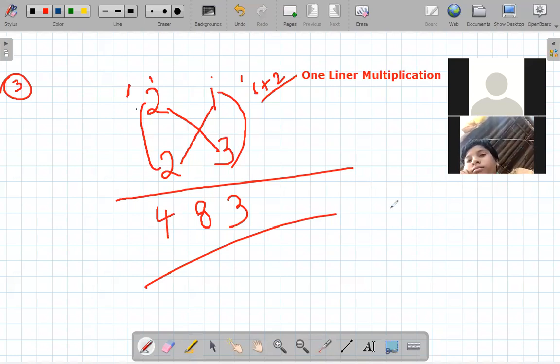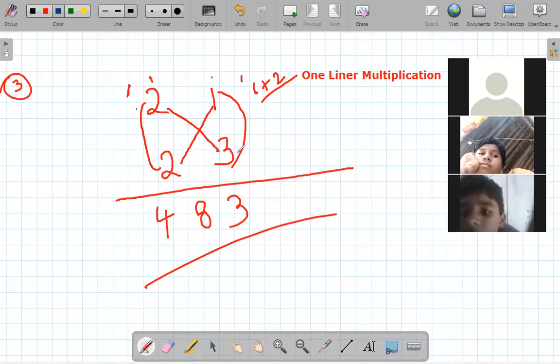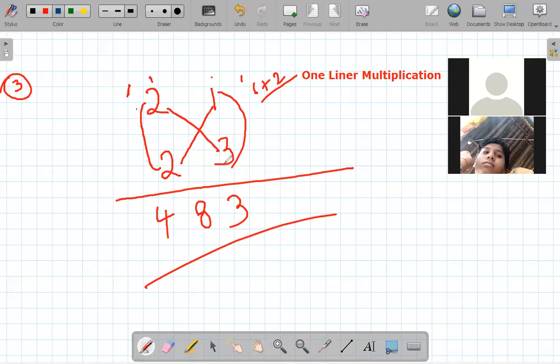Shall we check whether this is correct or not? Because this is completely opposite to a traditional multiplication. So then we will check whether this is correct or not.